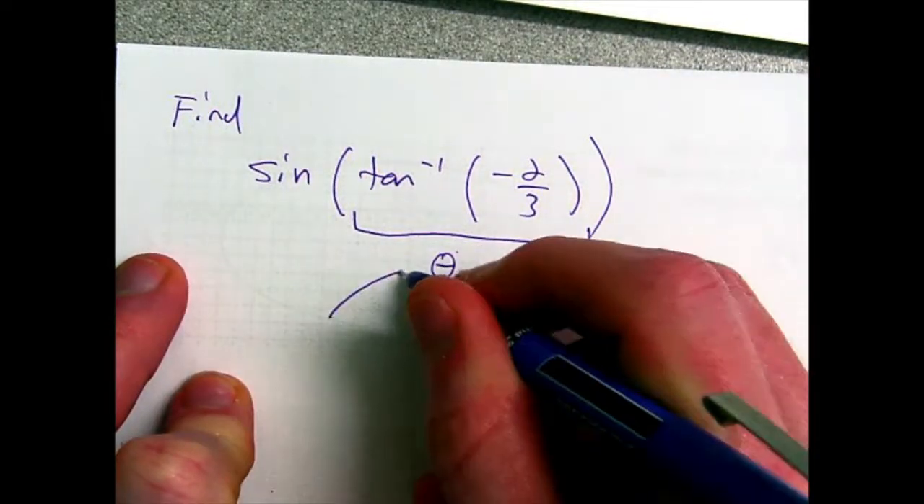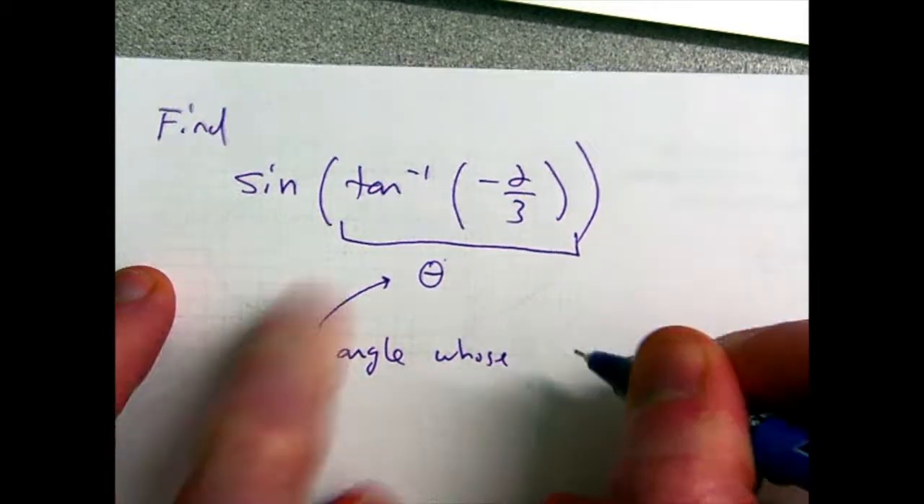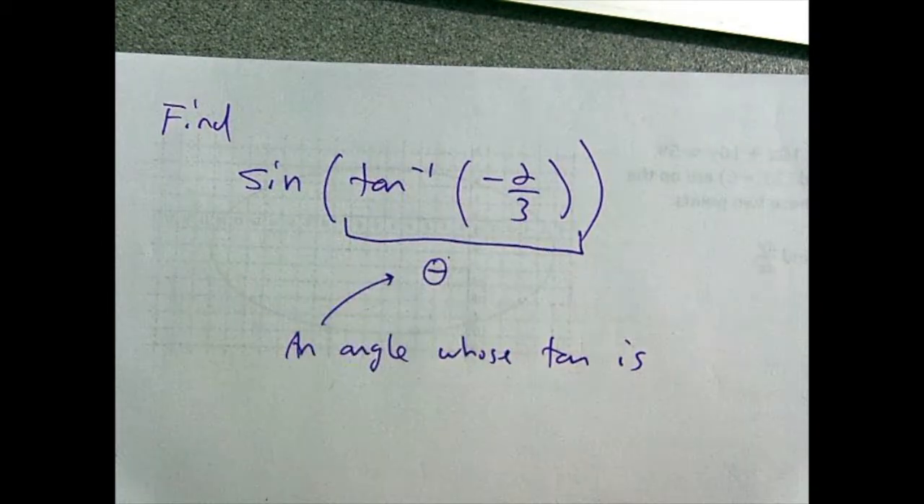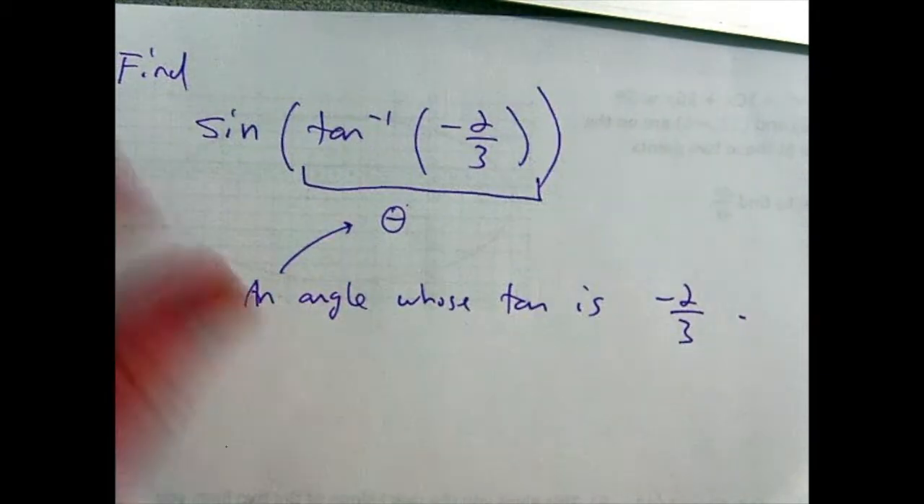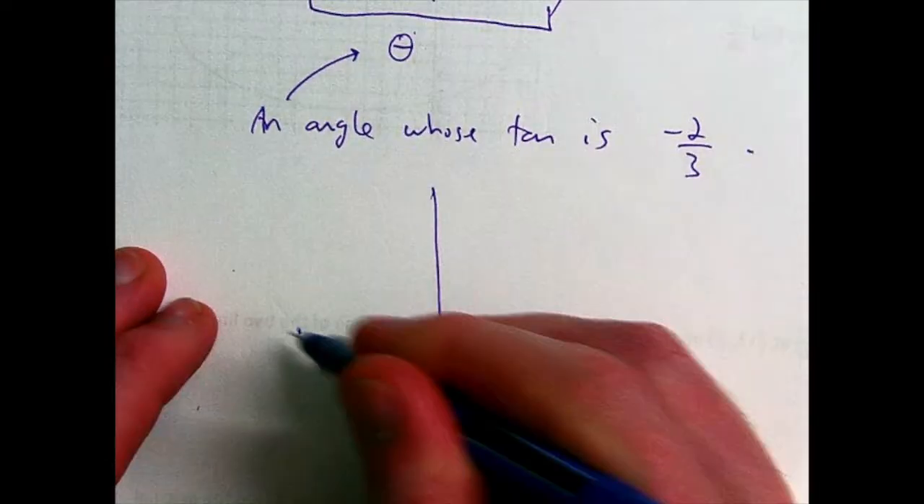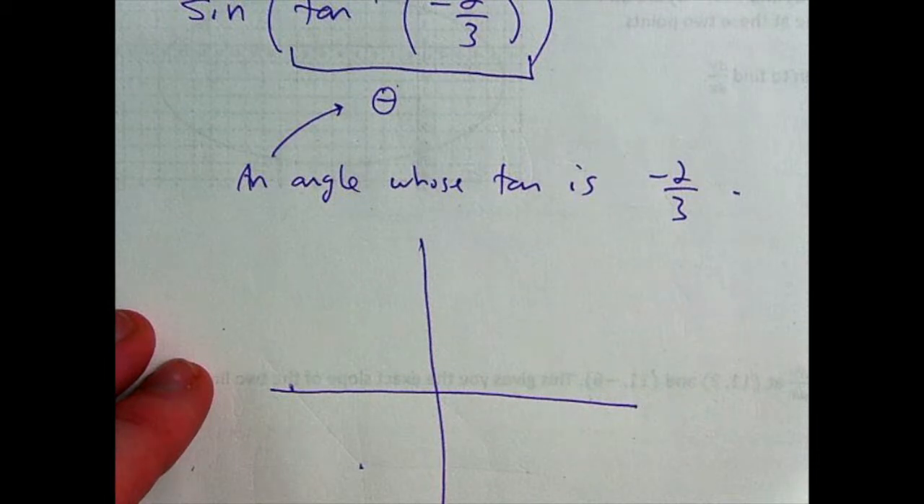Okay, so what do I know about this angle theta? It's not just any angle, right? It's an angle whose tangent is what? This number right here is -2/3, right? All right, so just like before, I'm going to draw a picture. I want to draw theta, but I want to put theta in the correct quadrant. So where is theta? What quadrant is it in?